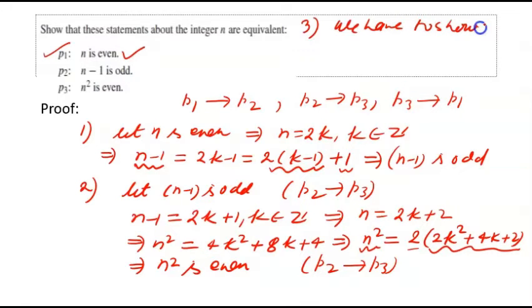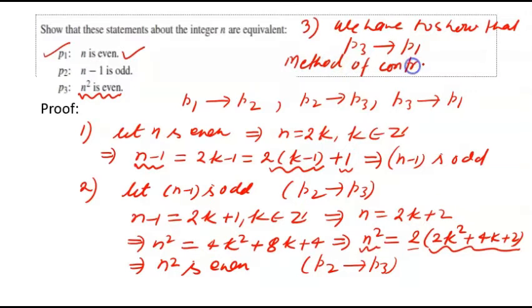that P3 implies P1, right? Now P3 implies P1 means we have to show that if n square is even, then n is even. So to show that, I have to use the method of contraposition, right? In case you do not understand this term, you have to watch the previous video. So the method of contraposition will work.